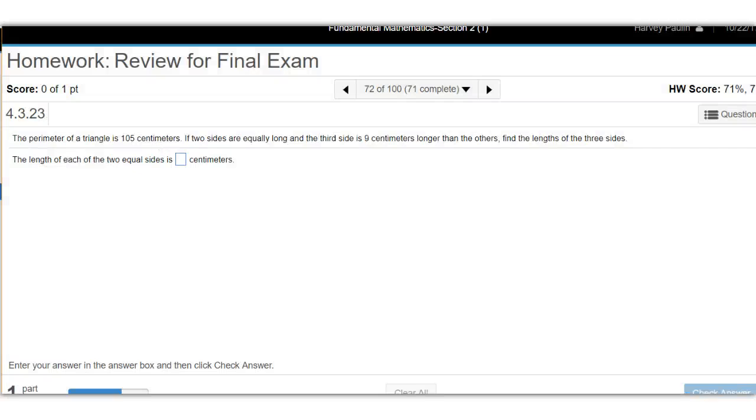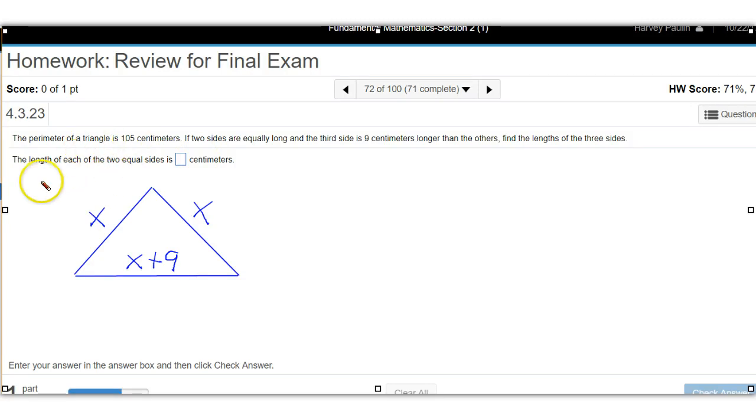All right, let's take a look at this one. Now for this one, it's a triangle with two sides the same length, so I'm calling those sides x. And the longer side is x plus 9, 9 more than these two sides. So our equation is 3x plus 9 equals 105. So we're going to subtract 9 from both sides, and that gives us 96.